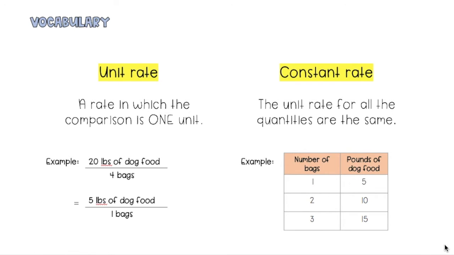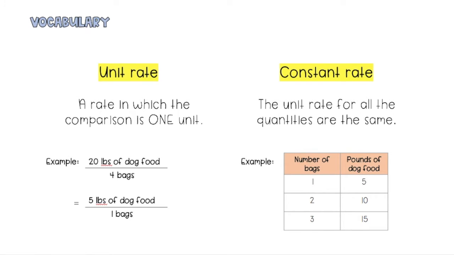So first we're going to look at unit rate. A unit rate is a rate in which the comparison is 1 unit. For example, if I have 20 pounds of dog food that take up 4 bags, I want to find how many pounds of dog food are in one bag. That unit is going to be 1. So here, to find my unit rate, I can divide 20 divided by 4, and that gives me 5 pounds of dog food per one bag.